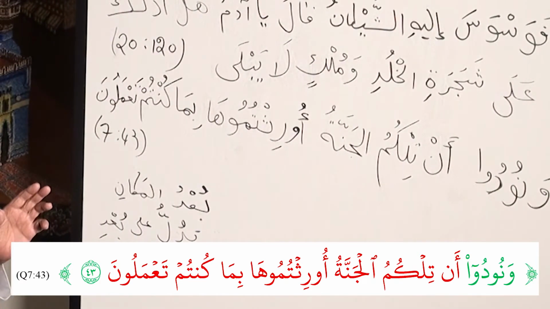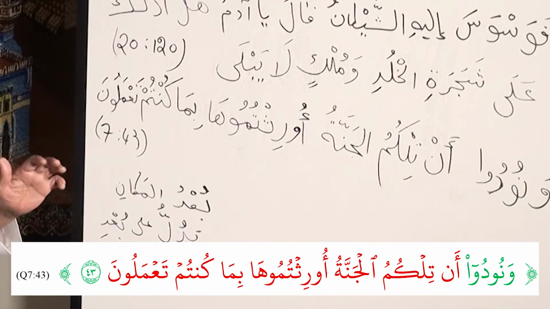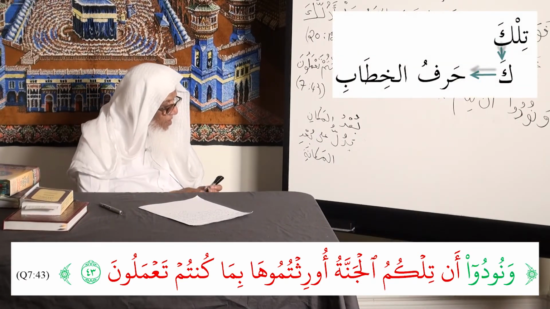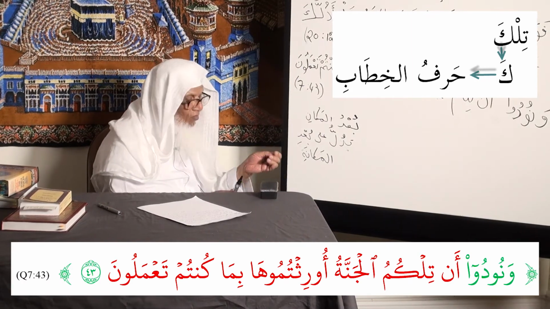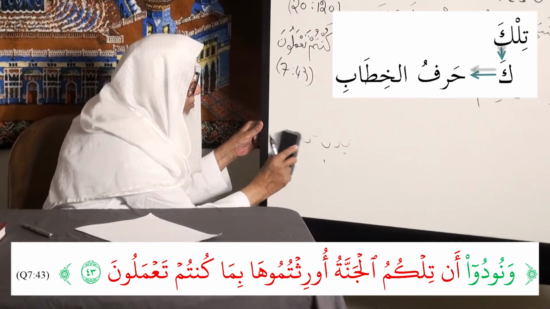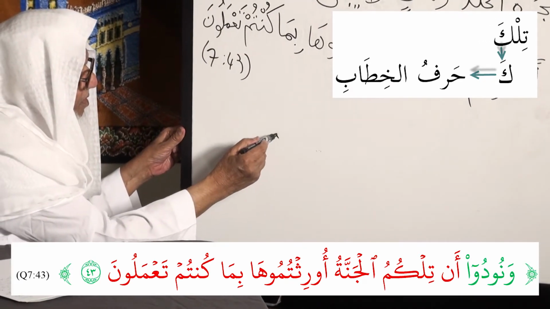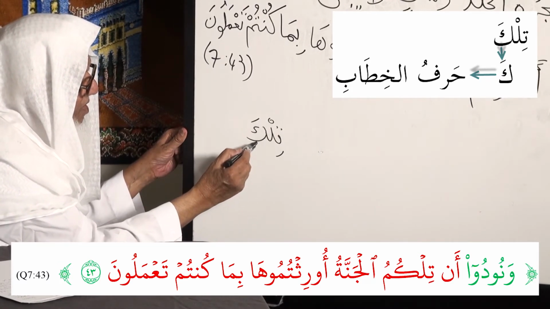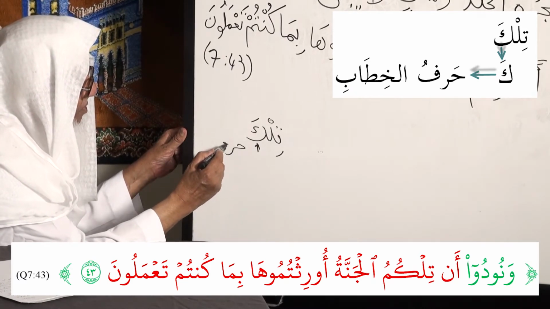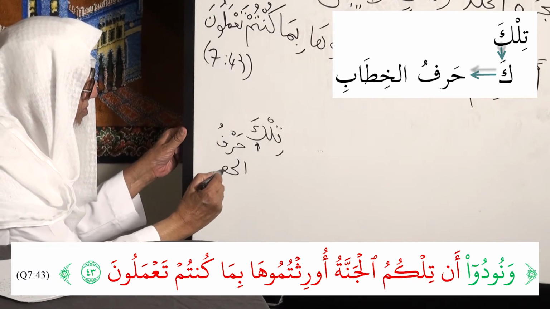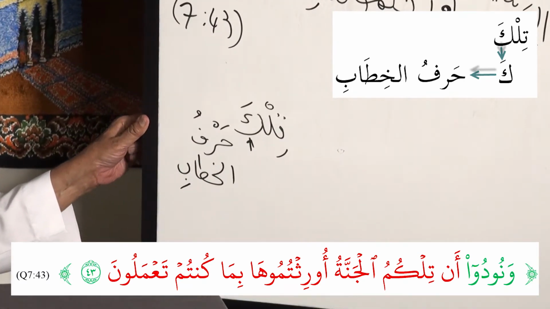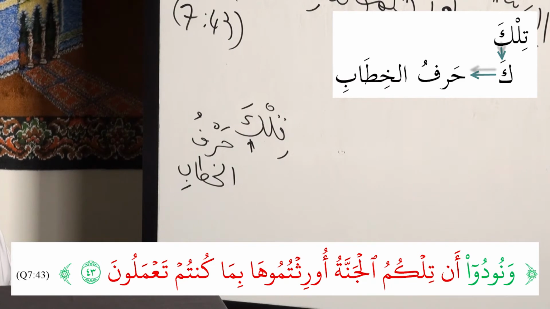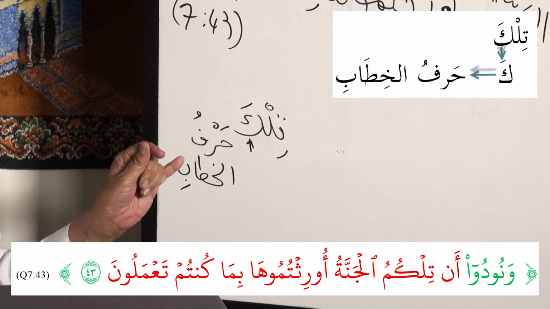Al jannatu is not badal, it is the khabar. Tilkumul jannatu. You know, kum in tilkum, we have seen that in the book. It is called harful khitab. Tilka, ka is harful khitab. It's not a word, it's a harf. So it's not like kitabuka, where it's a pronoun. No, it's not a pronoun, it's a harful khitab.